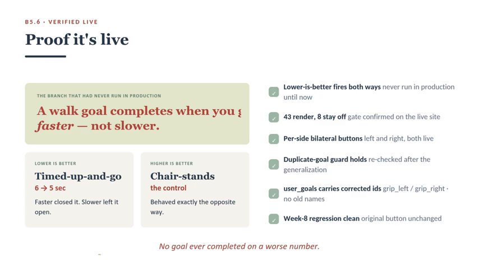Not once did the goal complete on the worst number, which is the whole ball game, because that kind of mistake never throws an error. It just quietly lies to you. 43 buttons show up, 8 correctly stay hidden, and we looked straight into the database. Every goal was saved under the correct names. The original test we started from is still working, untouched, and is live.